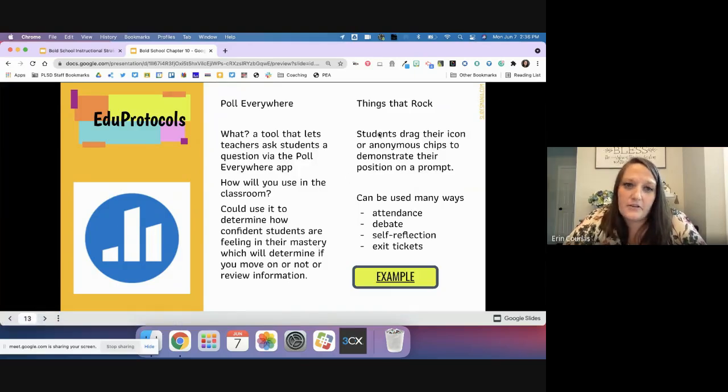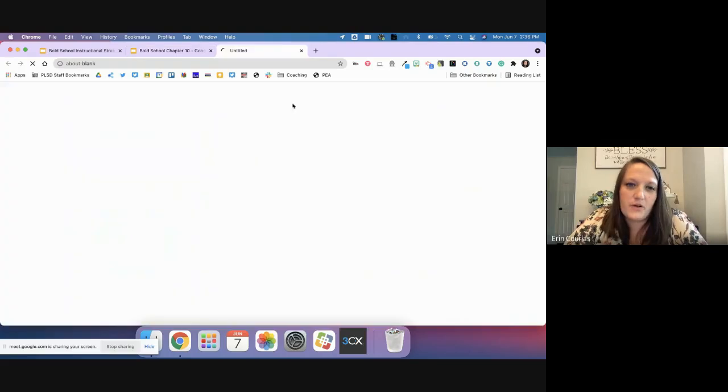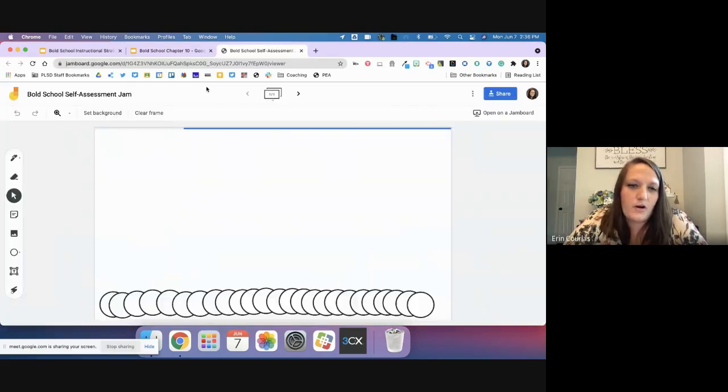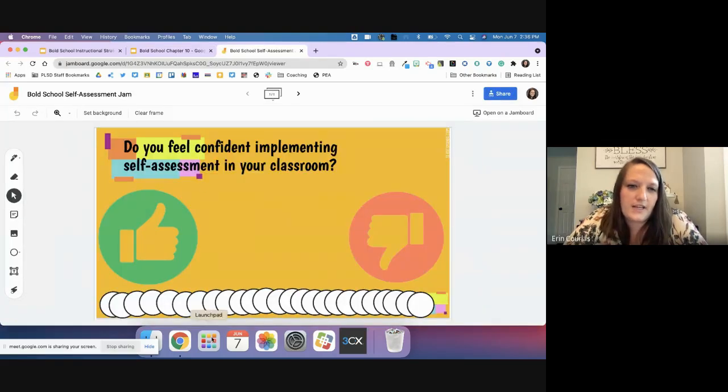One that I particularly liked was Things That Rock. I'd never heard it called that, but it was really easy and quick. So I just threw in an example, if you want to open that up, on Jamboard, where you could put any question. Some of the examples were to have a thumbs up and a thumbs down, or you could have a stance on a topic. And then the kids join the Jamboard and drag their chip to one side of the scale. You could do a lot of things with this.